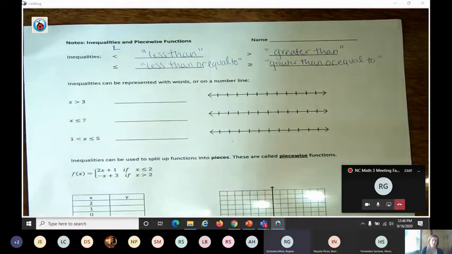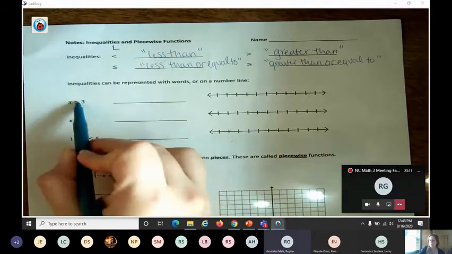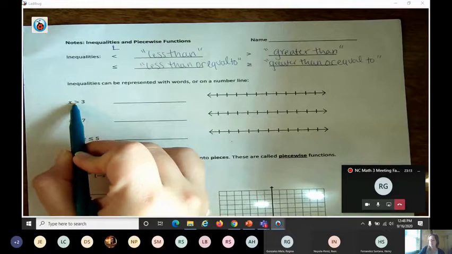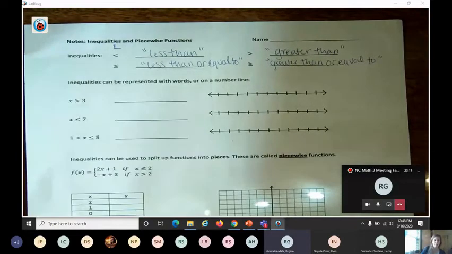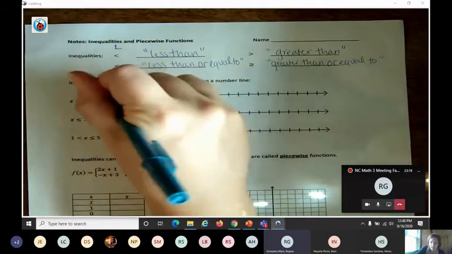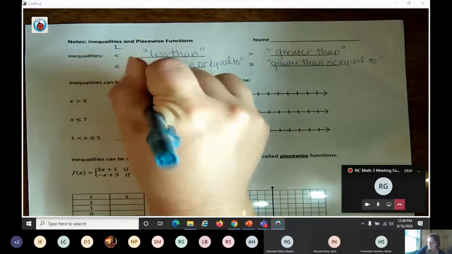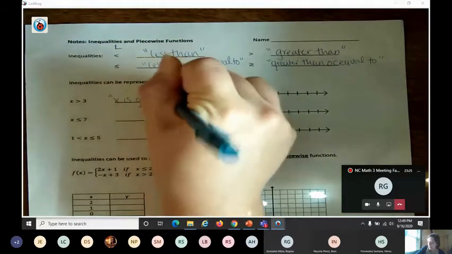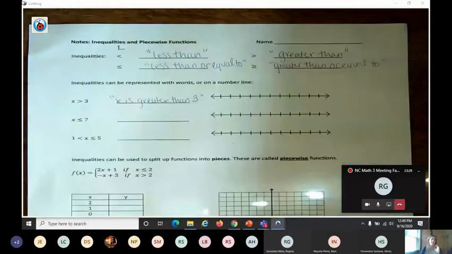You can say 3 is greater than x. So remember the alligator opens up to the thing that is bigger. So if x is bigger, so x is greater than 3. Perfect, yes. Excellent. X is greater than 3. I'm just going to write the number 3 since I don't have space.